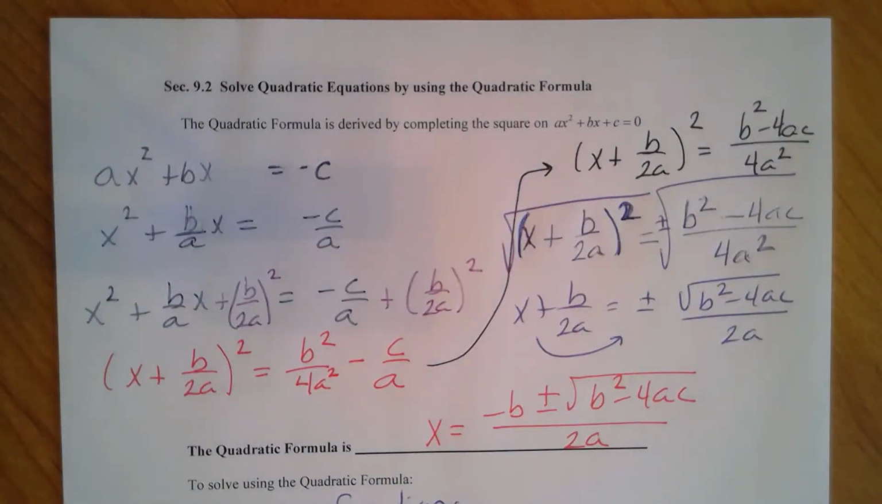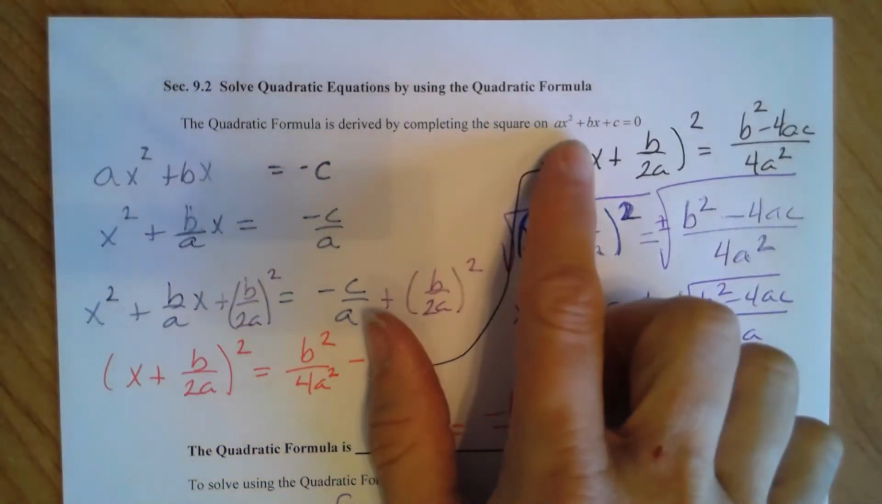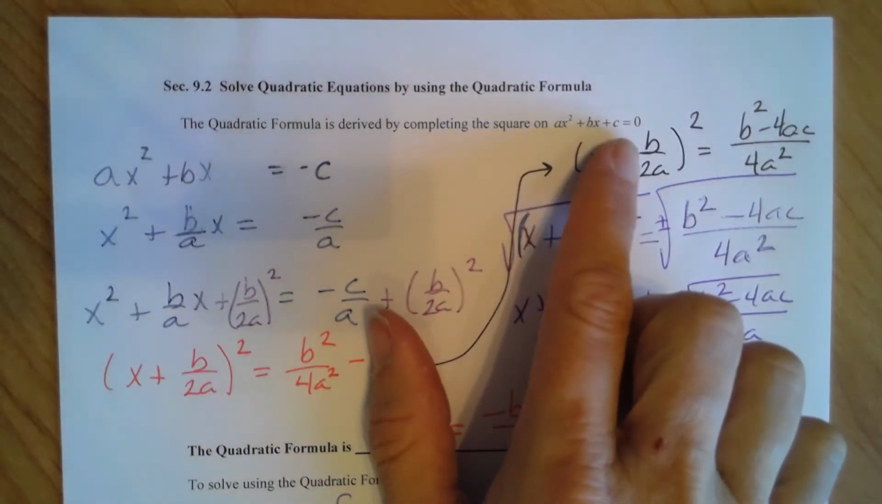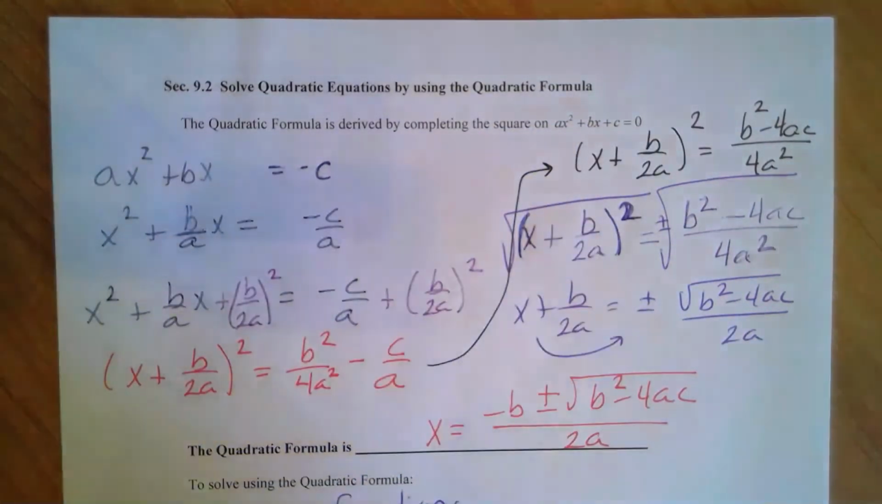Section 9.2. Solve quadratic equations by using the quadratic formula. So the quadratic formula comes from deriving it by completing the square with ax squared plus bx plus c equaling 0. I showed you the steps, so I do want you to be able to follow them to see how they came up with the quadratic formula.